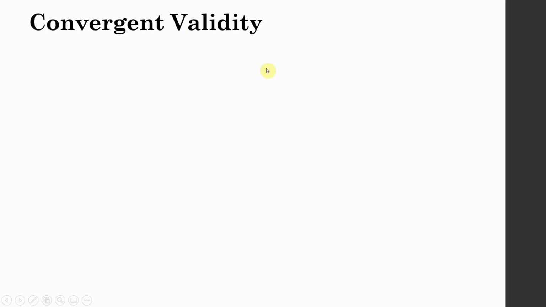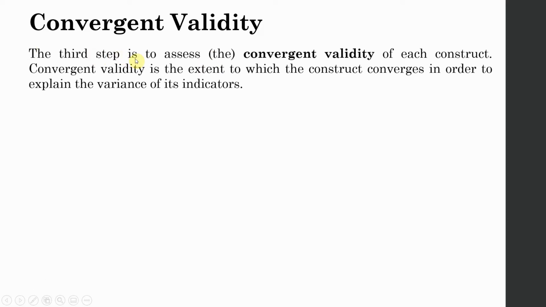Convergent validity. Whether or not all the items that are measuring a particular construct converge to represent the underlying construct. This is the third step, that is convergent validity of each construct. Convergent validity is the extent to which the construct converges in order to explain the variance of its indicators, or in simpler terms, whether the indicators are representing the underlying construct or not.